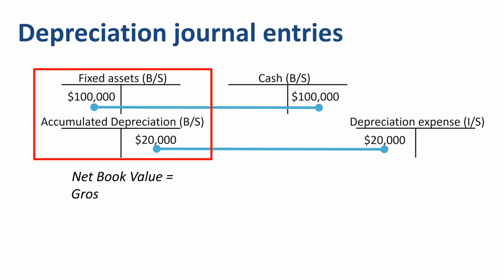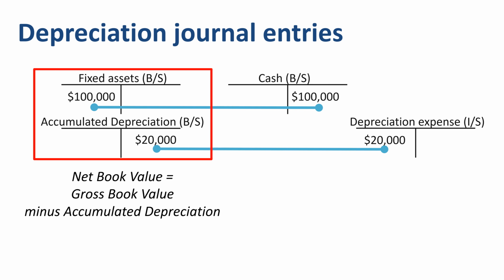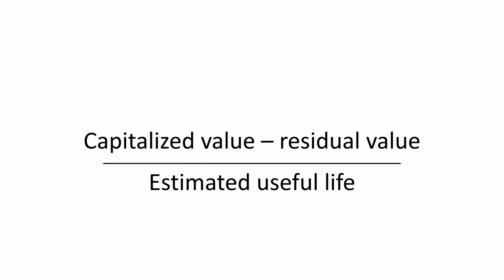Net book value equals gross book value minus accumulated depreciation. In our example, $80,000 at the end of year 1, $60,000 at the end of year 2, and so on.